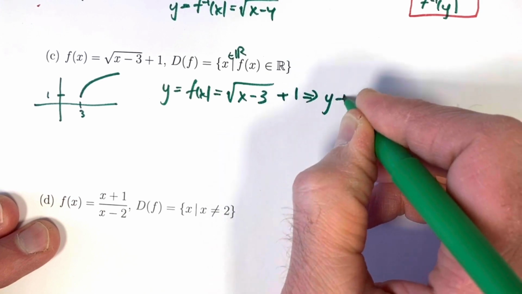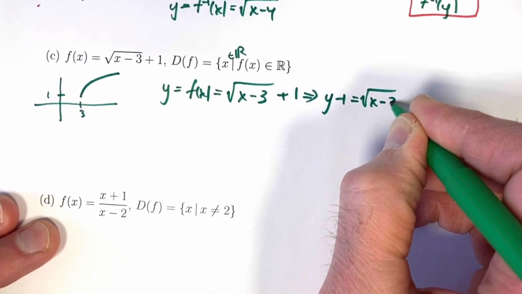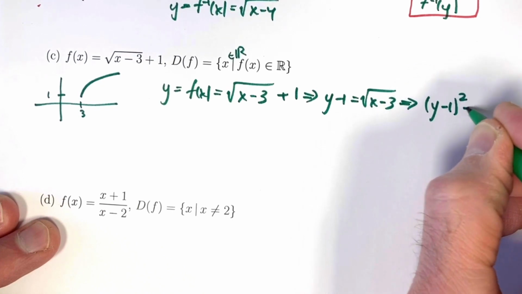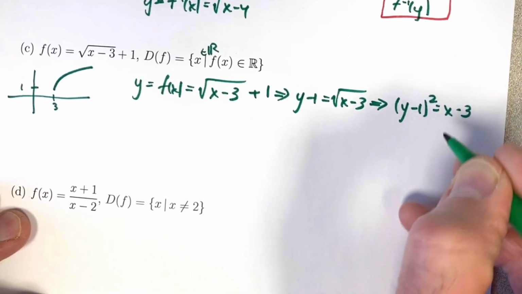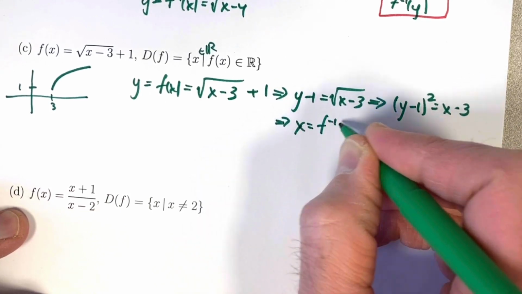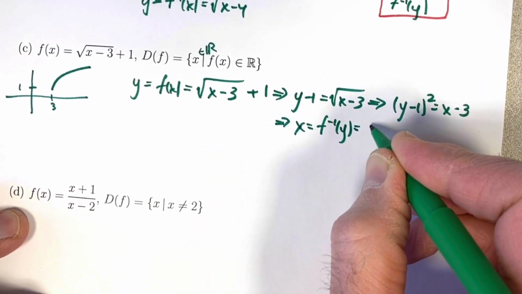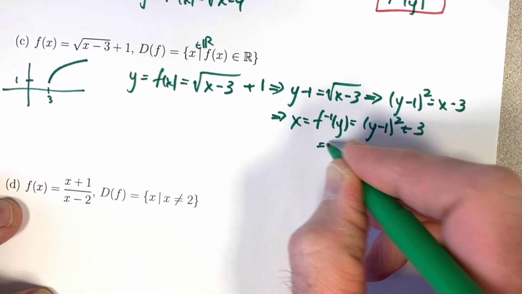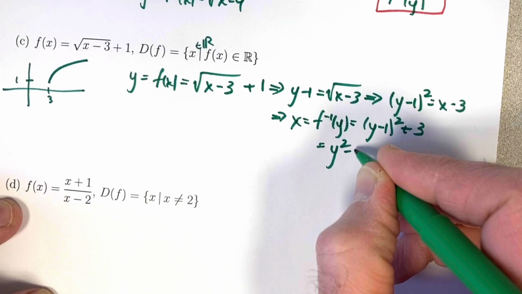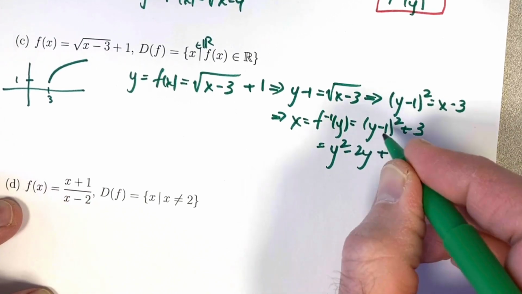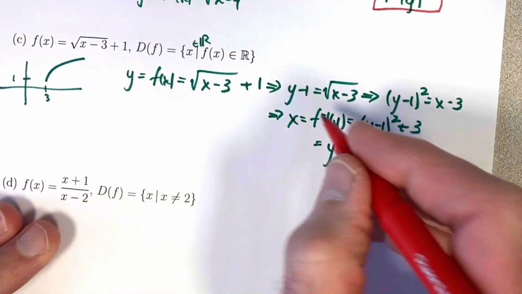Subtract 1 from both sides. Then, to get rid of the square root, square both sides. And then add 3 to both sides. So x equals f inverse of y will be y minus 1 quantity squared plus 3, which can be simplified by expansion to y squared minus 2y. Negative 1 squared is 1, plus 3 is 4. That's fine for one formula.